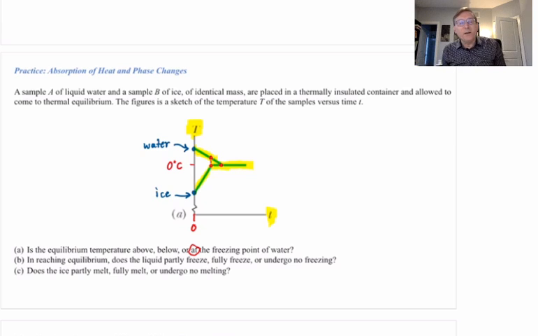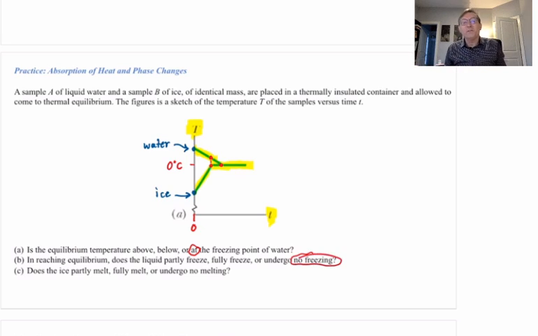B, in reaching equilibrium, does the liquid partly freeze, fully freeze, or undergo no freezing? Well, the liquid gets down to 0 degrees Celsius, right? But before that, it's all liquid water. And the minute it gets to 0 degrees Celsius, there's no more energy exchange because everything's at the same temperature, thermal equilibrium. If there's no more energy exchanges, period, then nothing more can happen to that water. Nothing. So we are left with all that still being liquid water. Understand? So it undergoes no freezing.